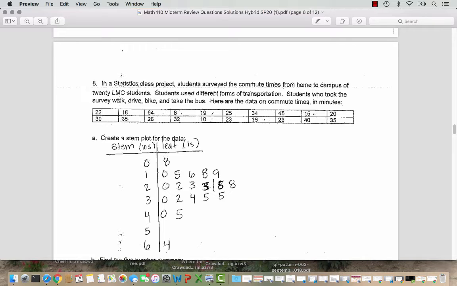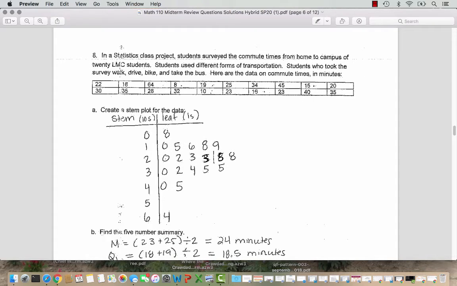Since the values range from 8 to 64, I put the stem at the tens place and the leaf at the ones place. The lowest value is 8, so I need to start with a 0 in the stem. And then I go in order from 0 up to 6 for my stems. So this represents the 10s, 20s, 30s, 40s, 50s, and 60s. Even though there are no values in the 50s, you have to make sure and include the 5 in the stem so that we can see how the data is spread out.